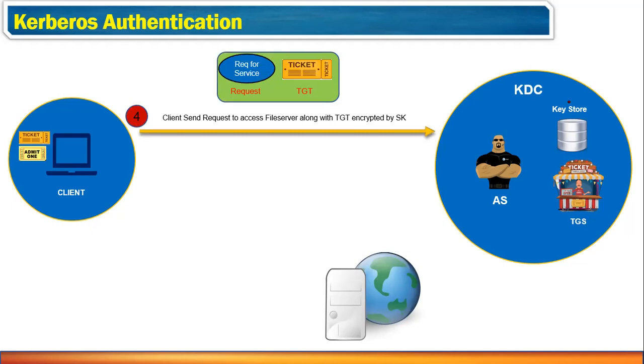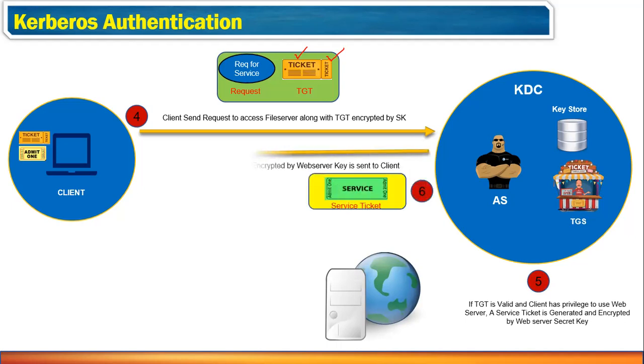And it will also accompany your ticket which is already granted to you, that is the TGT. And then that request flows to the KDC. KDC will validate if this is a valid ticket. It will be easy for the authentication server to validate because the ticket was generated by the KDC itself, right? And once that particular request is validated, the ticket granting service is going to generate one more service ticket for you.